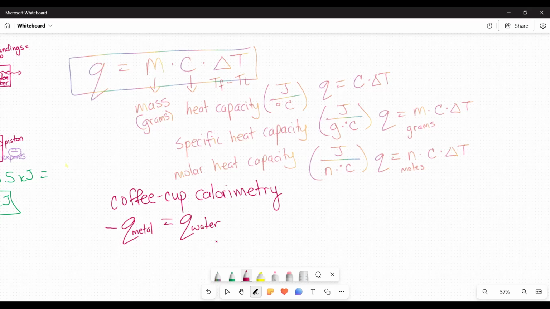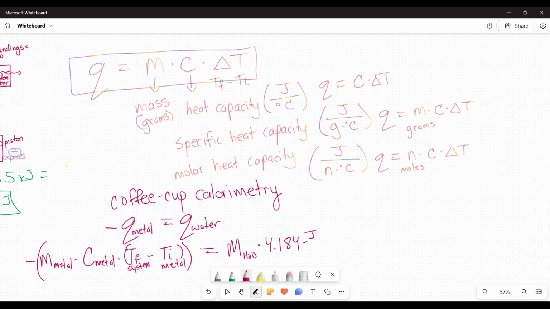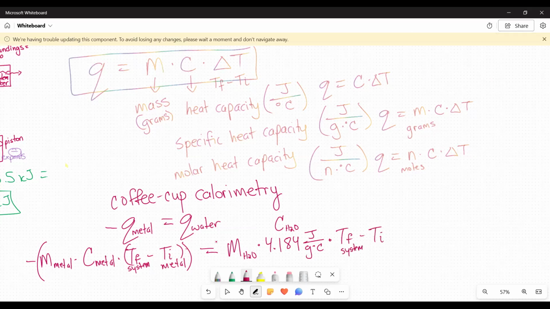And you've had a lot of practice in lab doing this calculation, but I'm still going to write the whole thing out. So negative, whole thing is negative, mass of metal, times the heat capacity of the metal, times the final temperature that the whole entire system comes to, minus the initial temperature of the metal. That's what that side looks like. And then the other side is mass of water inside your calorimeter times the heat capacity of water, which is 4.184 joule over gram degrees Celsius. That's the heat capacity of water. So don't ask me where that number came from. That is the number that you need to know. Times temperature final of the system minus temperature initial of the water.